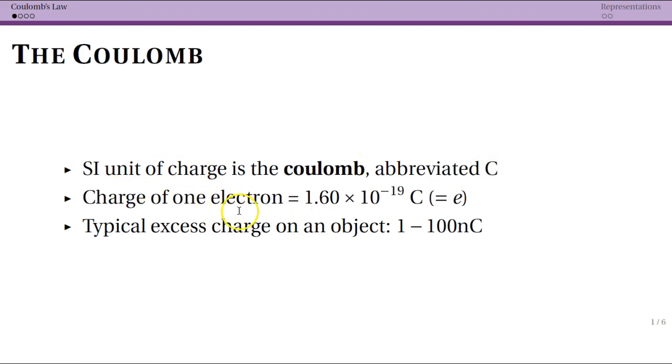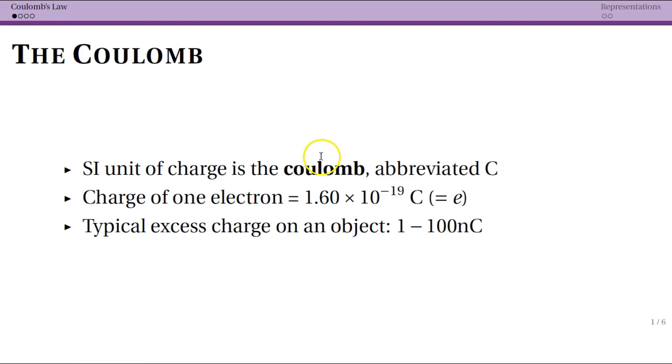So the charge of one electron, which we call e, the fundamental quanta of charge, is 1.6 times 10 to the negative 19 C. So what you should think about is that one electron has very, very little charge. So 1 coulomb of charge is a lot. 1 coulomb of charge is a huge amount.